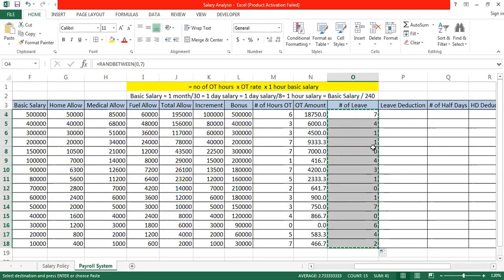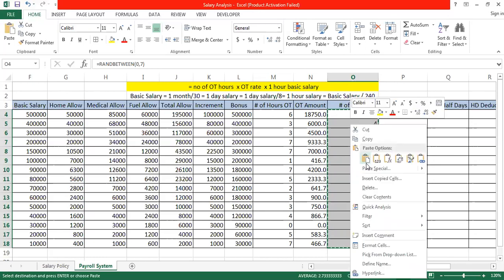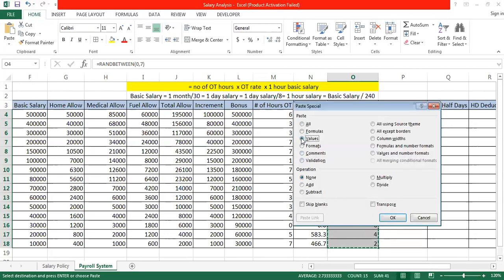Control C, copy. Now in order to fix this random between formulas, values, I'm going to click over here and click on paste special and check on the values so that I can have the values generated by the random between 0 to 7 formula, and I want to eliminate the formula behind the cell.